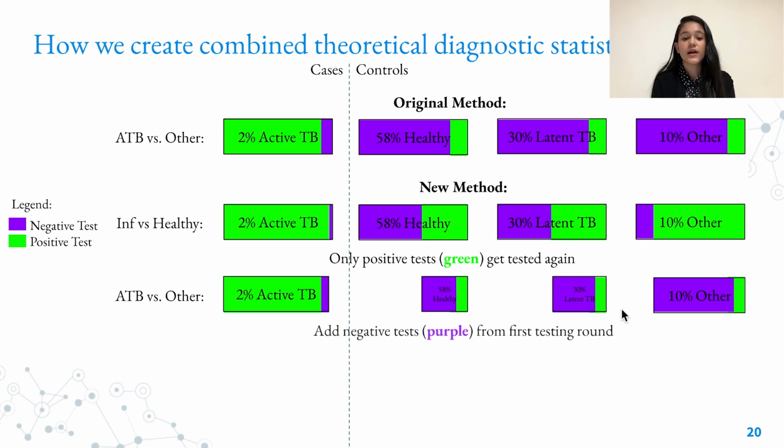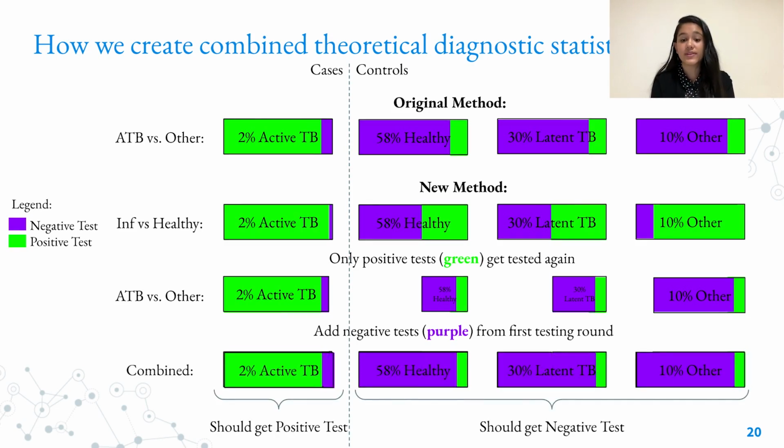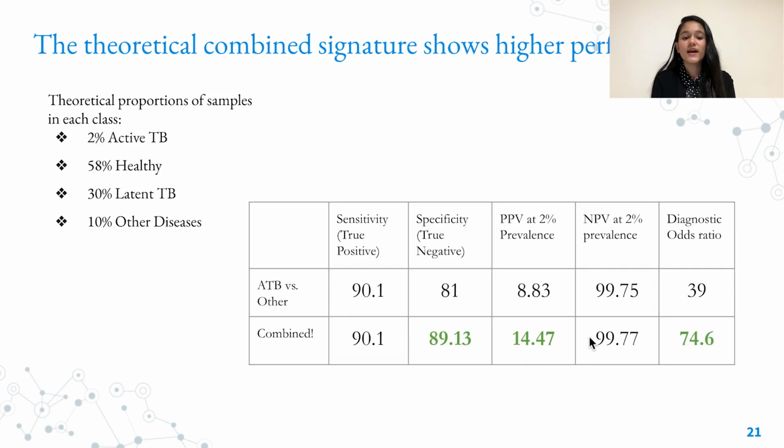Then we can see here how we combined the test results by taking the negative results from the first test and combining those with all the results from the second test to get the final tests for the entire population. Then we can use the final true positive and true negative percentages to get the sensitivity and specificity. We can see how after combining the two signatures, the performance is much better. The specificity went up by 8.13 without the sensitivity lowering.